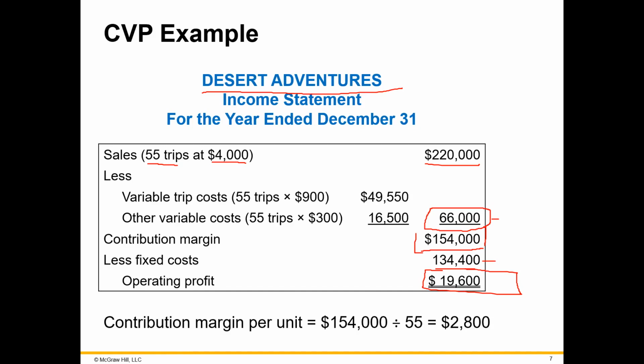The contribution margin per unit is $154,000 divided by 55 trips equals $2,800. Another way you can do it is you can take your $4,000 sales price, subtract out $900 in variable trip cost, which would give you $3,100, and then subtract out another $300 in other variable costs, which would also give you the $2,800 figure. So again, a lot of these formulas give you the same basic information, and there's also different formulas that you can use to arrive at the same answer.